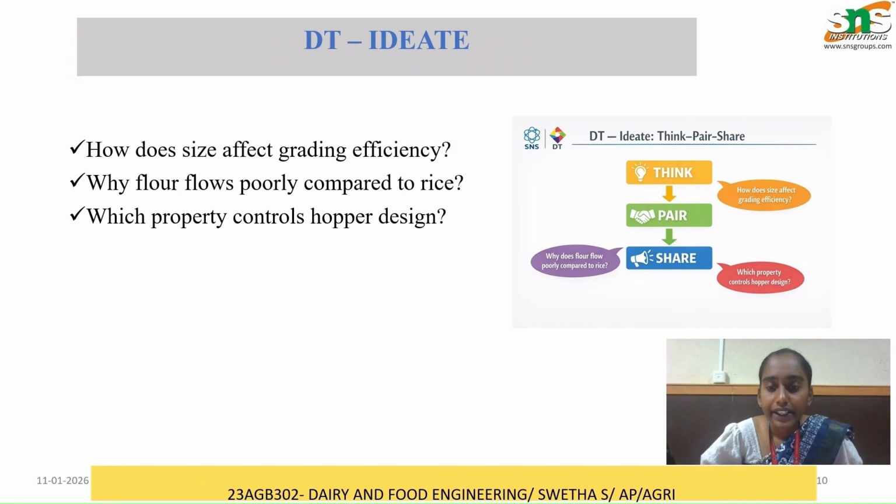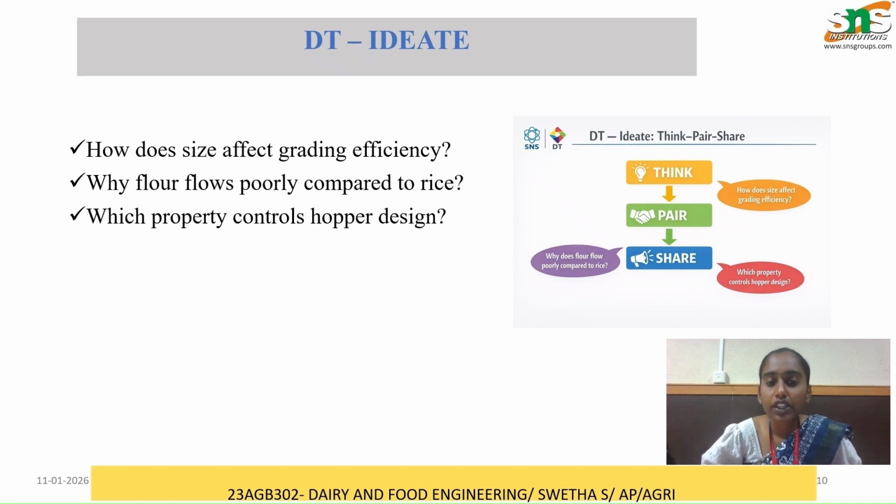And here comes the ideate part. I have three ideate questions which brainstorm your ideas. How does size affect grading efficiency? It is very important because, as we all know, we get many products from industries in various sizes, like 50 gram, 100 gram, 25 mm, 30 mm, according to our choice. So grading is very important, and it mainly depends on the size. And why does flour flow poorly compared to rice? Because the surface area of flour is higher compared to the raw material rice.